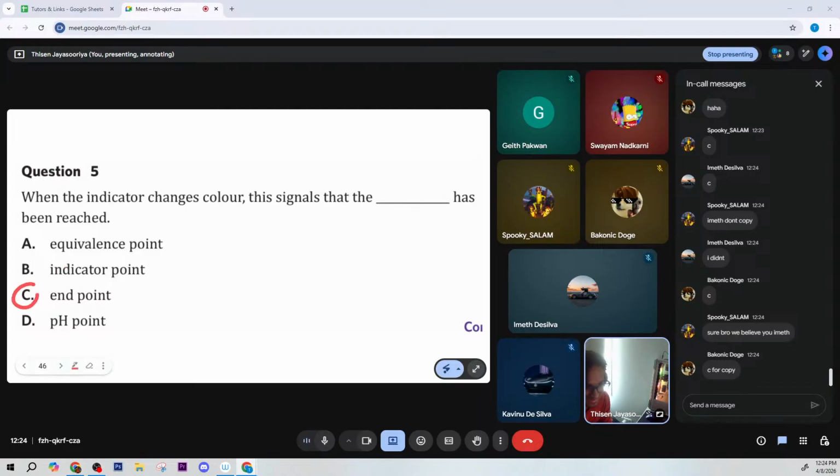Yeah, the answer is C here. So we reach the end point. The equivalence point is when they're stoichiometrically equal to each other. So that should be the point that we finish at, but we actually can't see that, so we use the end point to determine where we finish, which means we technically overestimate all titrations. But that's a small price to pay, because it's not like we can just guess.